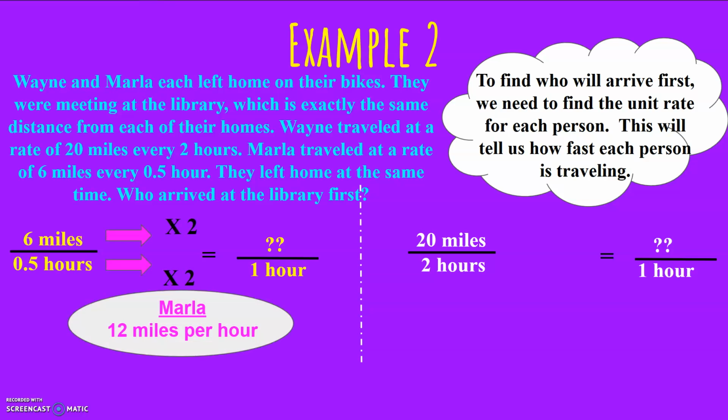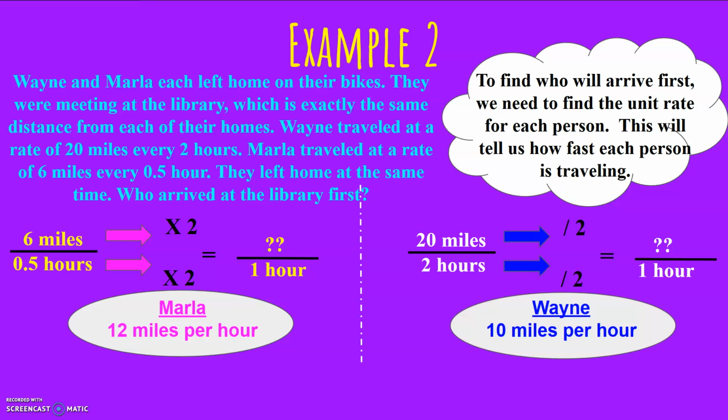There we go. Marla, you can see there, needs to multiply her hours by 2 to get 1 whole hour because she's not traveling 5 hours, she's traveling 0.5 hours. So she's going to multiply her bottom by 2 and her top by 2, which means she's traveling 12 miles per hour, a respectable speed on a bicycle. Not terribly speedy, but not meandering either.